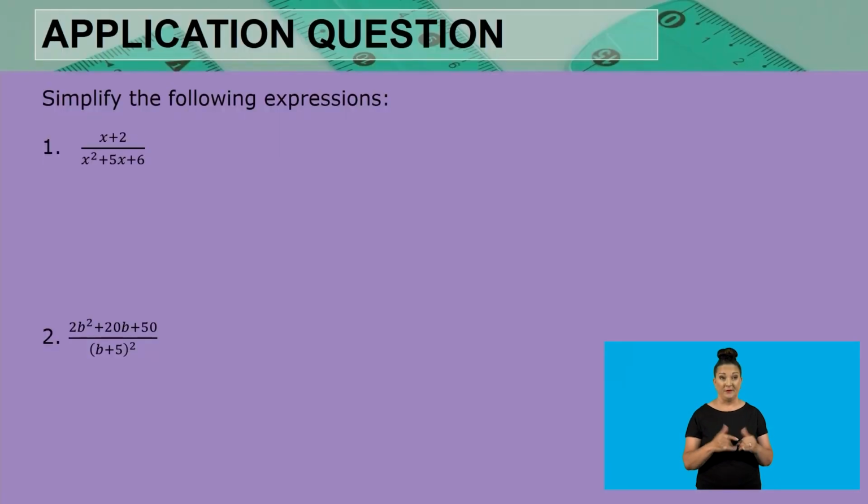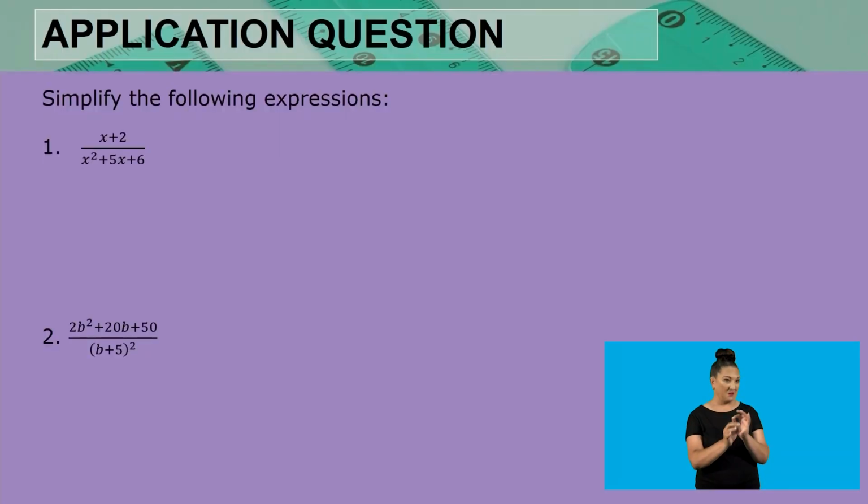So we are going to now be looking at those application questions. Remember, you are going to need to figure out which method of factorizing, out of all the methods that you've learned, should be applied in this case. So let's look at those expressions. We are going to simplify the following expressions.